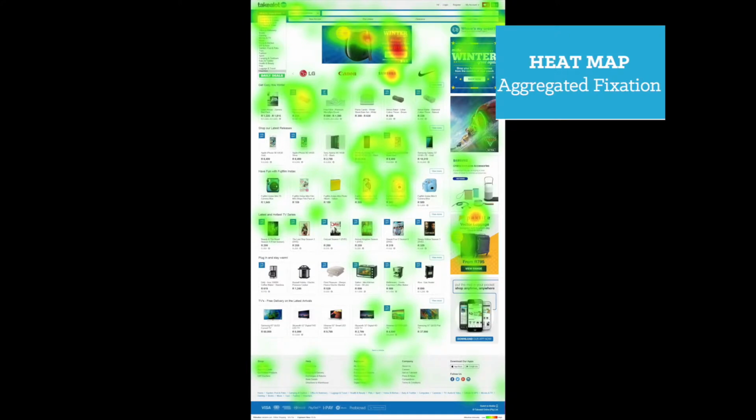Heat maps display the distribution of attention across multiple consumers. Those areas which have attracted most attention are in red, while those which have attracted less attention are in green. This data can also be visualized in other ways.